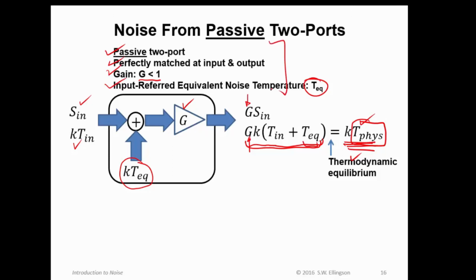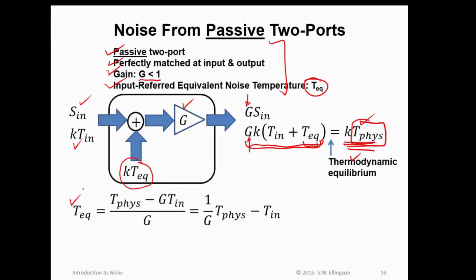And that tells us how to compute now what's going on for this passive two-port. TEQ now we can compute as the physical temperature minus the gain times the input noise divided by G, the gain.